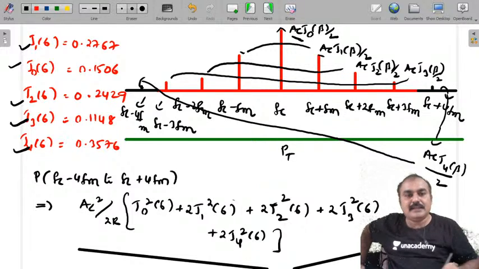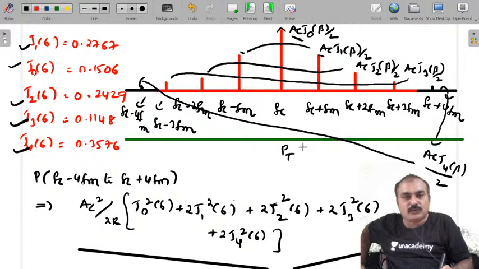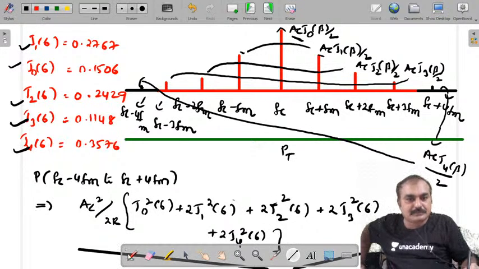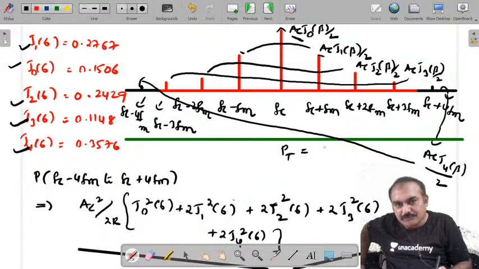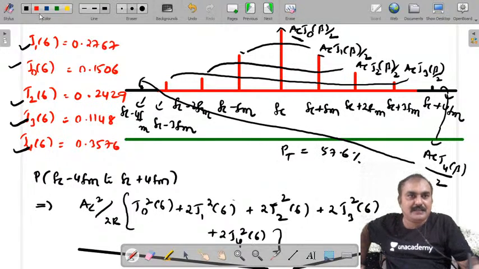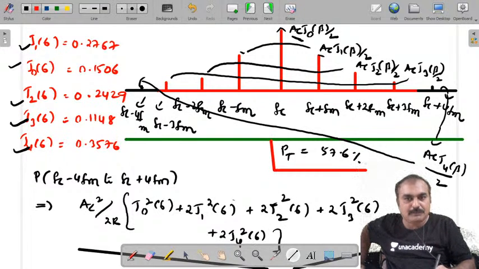Then you are getting the total power, my dear students, and how much total power you are getting is very, very important. I am writing directly how much it is: 57.6%, my dear students. This is the value you are getting, 57.6.